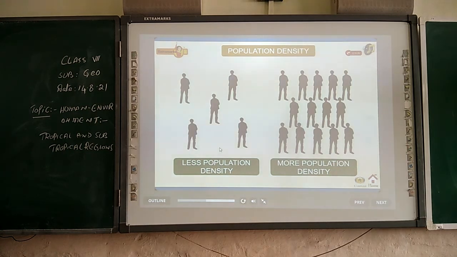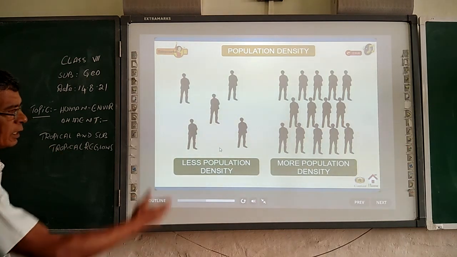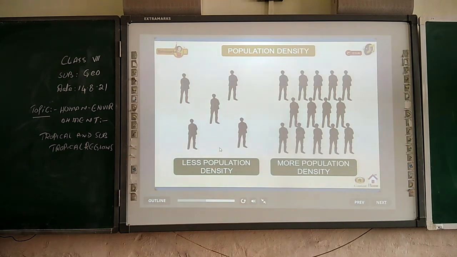So, a simple example we can give you. Less population means a lack of facilities, lack of resources. Whereas where facilities are available and it is convenient and resources are available, naturally people like it and stay in a particular place. So automatically population becomes more. So density of population, or you can say more population.